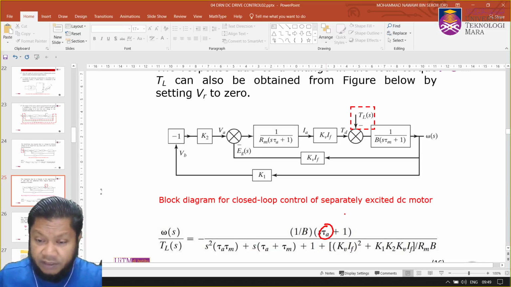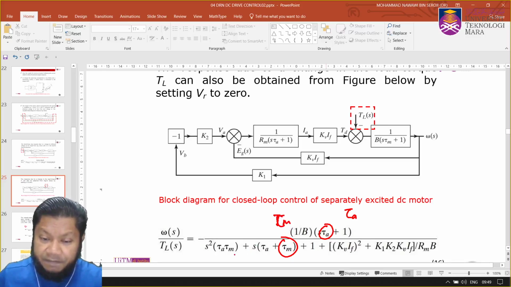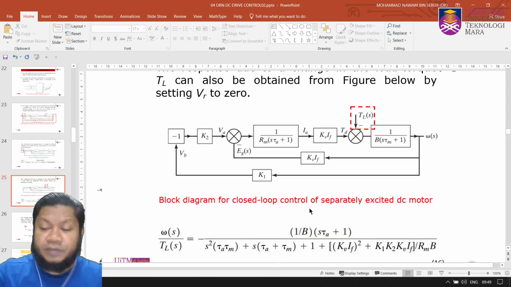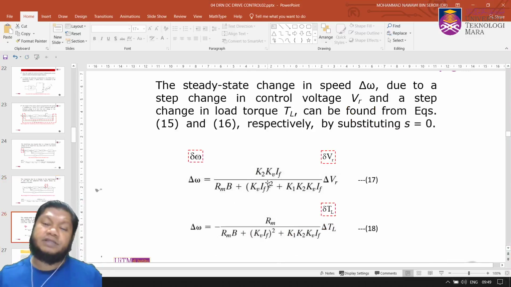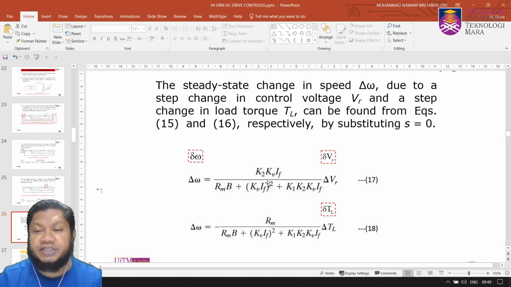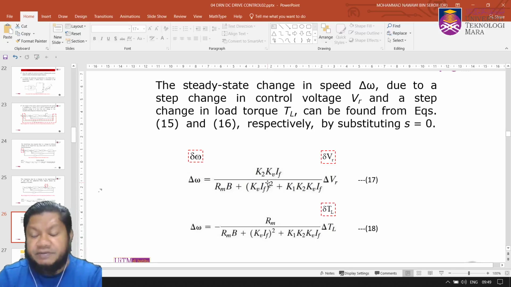What is tau A, what is tau M? Tau M, tau A, and what else? That's all you have. Okay, so next, the steady state change, just what we did before. The steady state change in speed delta omega due to the step change in control voltage VR and a step change in load torque can be found from equations 15 and 16 by substituting s equals to 0.